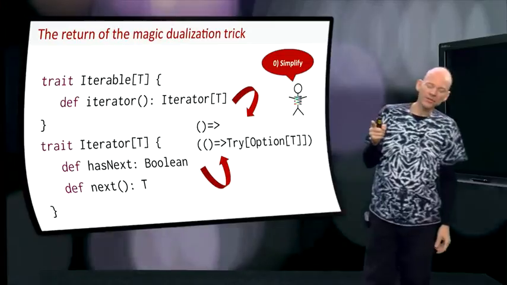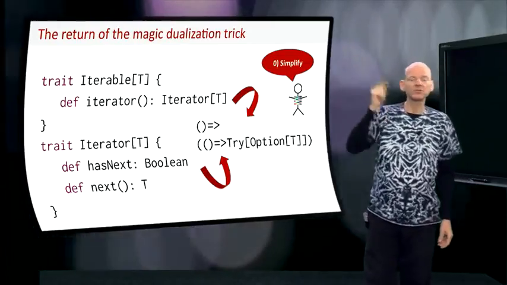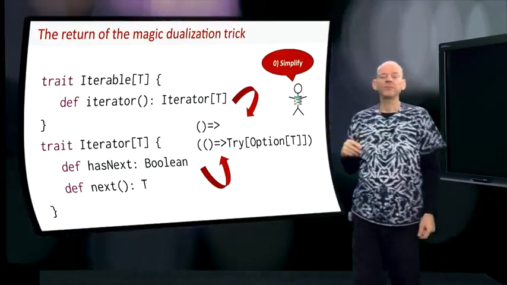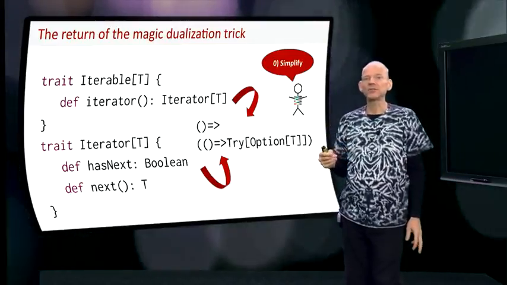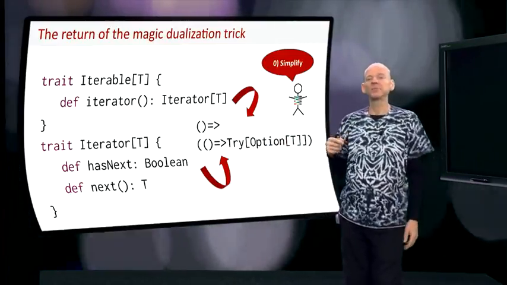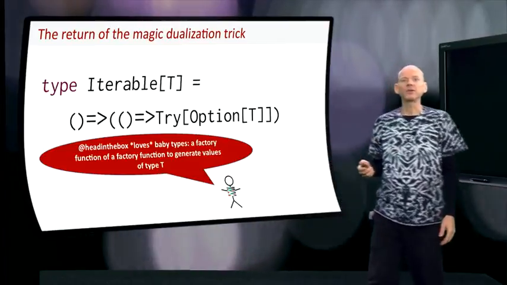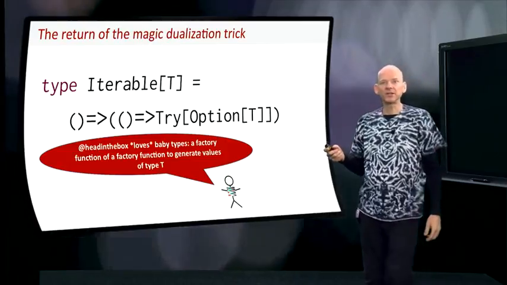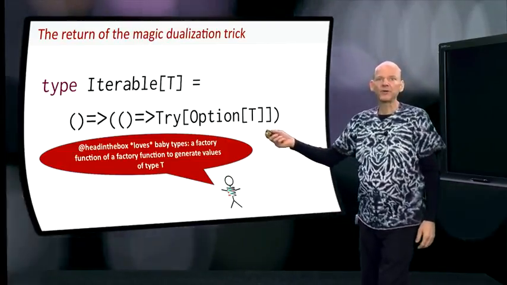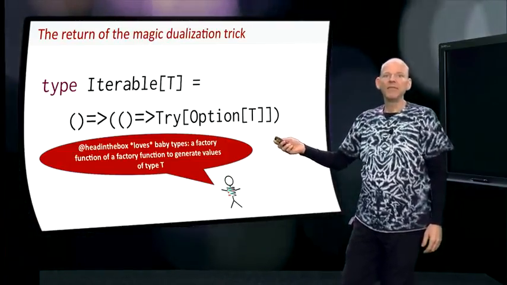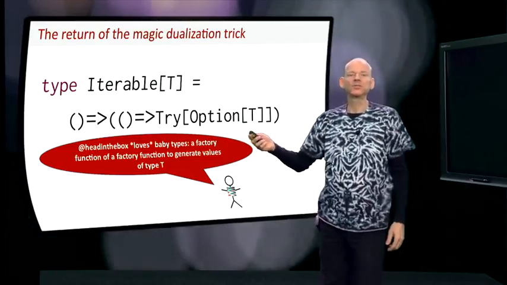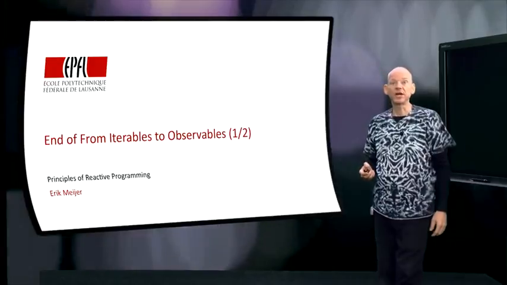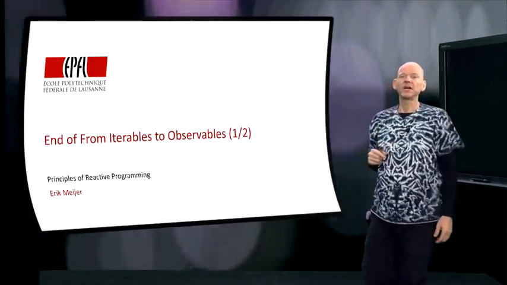And the reason I wanted to simplify it this way is I'm going to use the magic trick of dualization, and that means I have to reverse the arrows. And now I have my type in a shape that only has arrows. So here we go, Iterable: unit arrow, Try of Option of T. And now we're going to go and switch the arrows around. See you after the break.